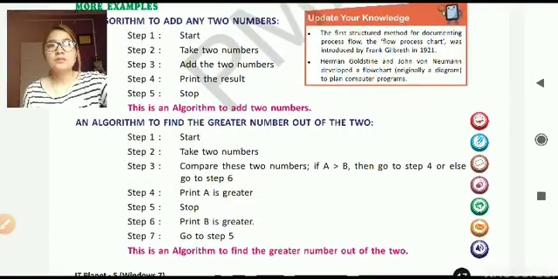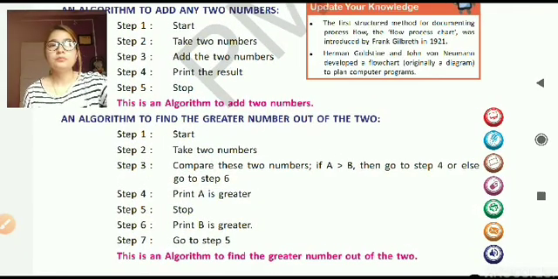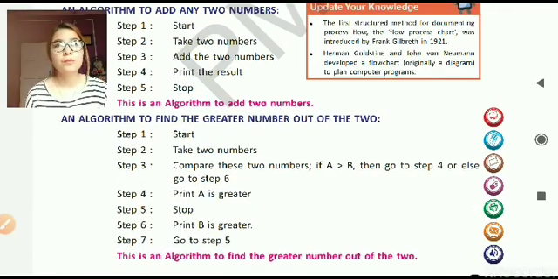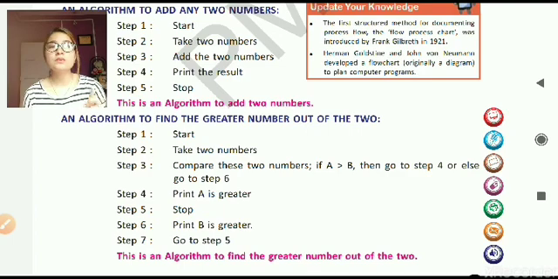The next algorithm is given over here: an algorithm to find the greater number out of two. Now two numbers are there. Let's just assume A and B. First we have to write start. Second, take two numbers. Third, compare these two numbers. Let's say it is 4 and 5. The first number is 4, A is 4 and B is 5.